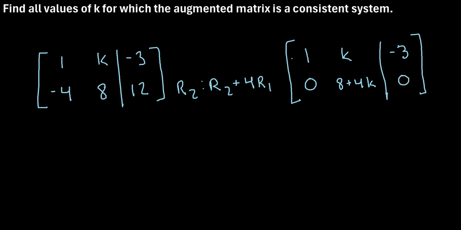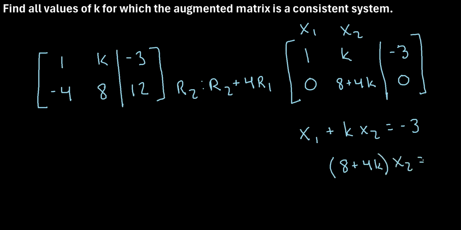So once again, if we imagine that this first column is the coefficients for some variable, we'll call it x1, and this second column is just the coefficients for a variable, let's call it x2, then we could rewrite these as x1 plus k times x2 is equal to negative 3. And the second equation we could write as 0 times x1, so we don't even have to write that, plus 8 plus 4k times x2. So let's write 8 plus 4k times x2 is equal to 0.